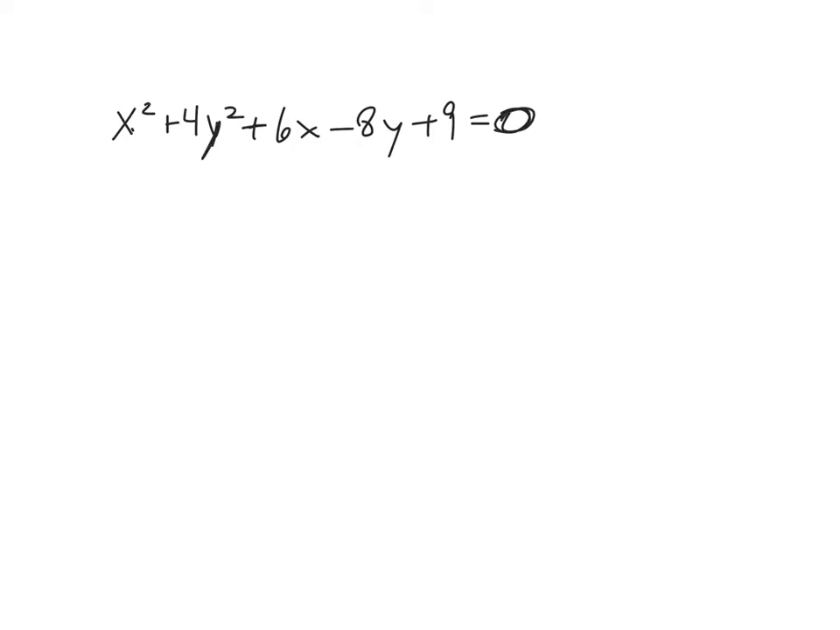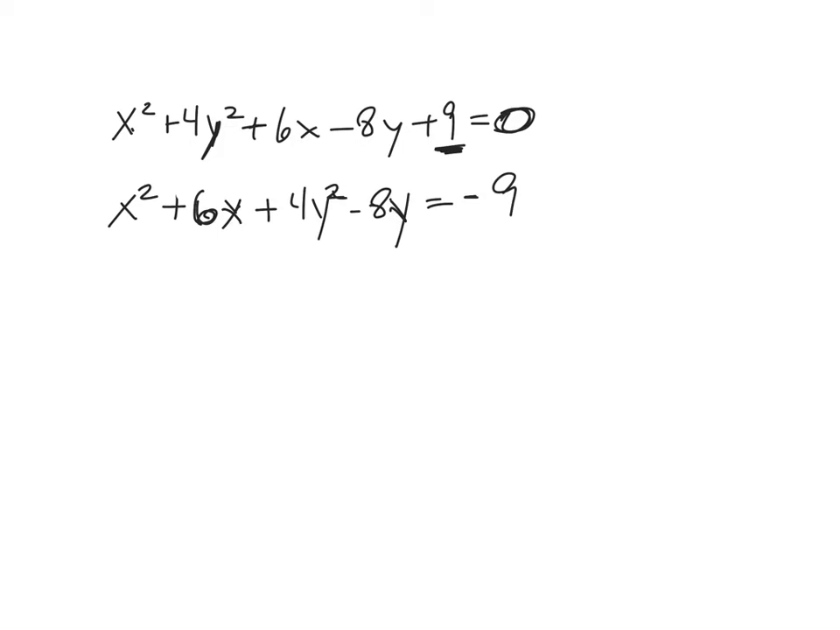First we're going to group our variables, and we're going to move this constant to the other side. So we're going to have x squared plus 6x. So now our x's are together, plus 4y squared minus 8y equals negative 9.